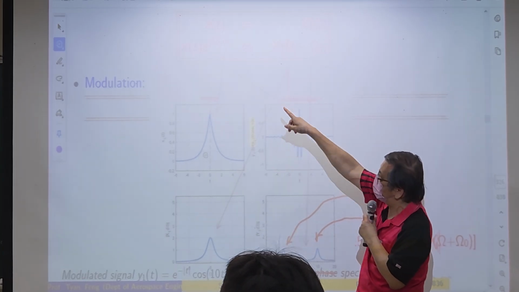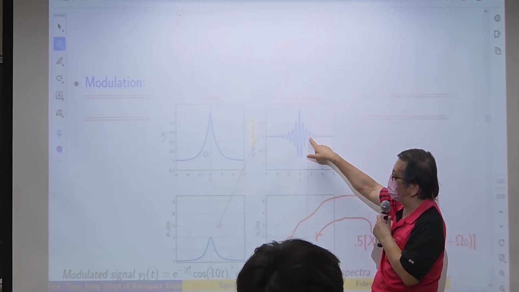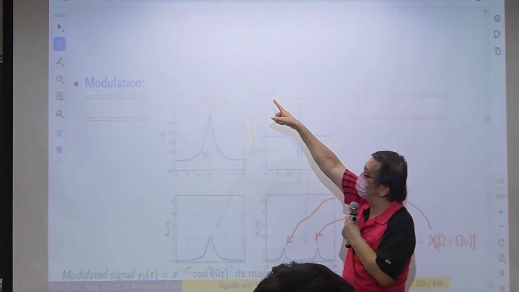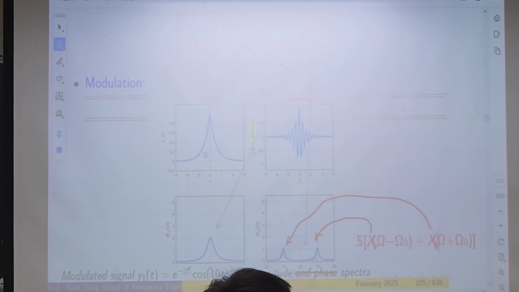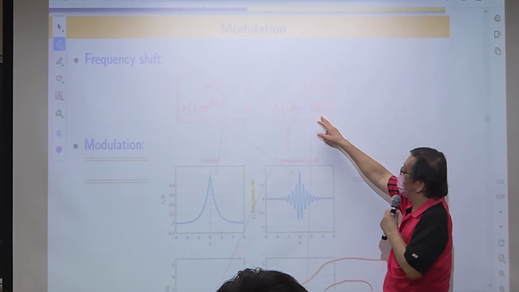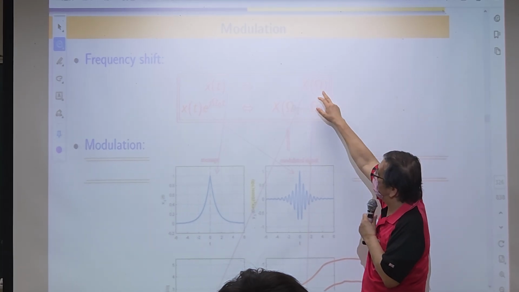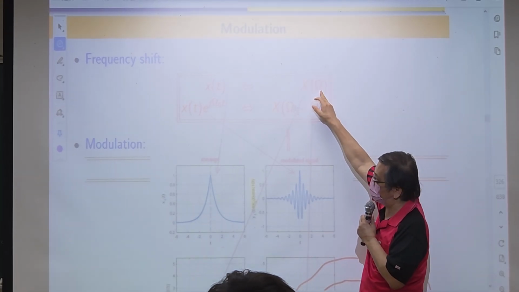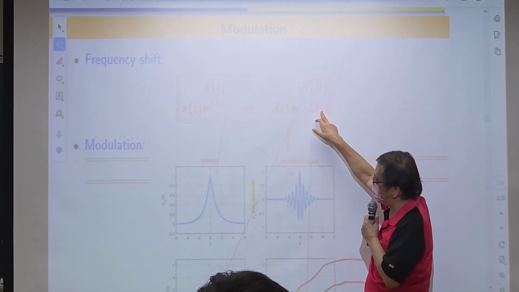So this is x of t multiplied by a sinusoidal function, e to the j omega 0 times t. So this is the modulated signal. Then its corresponding Fourier transform, or the frequency response, will be a frequency shift, omega sub 0. The same shape as the original signal, with a frequency shift, omega sub 0.